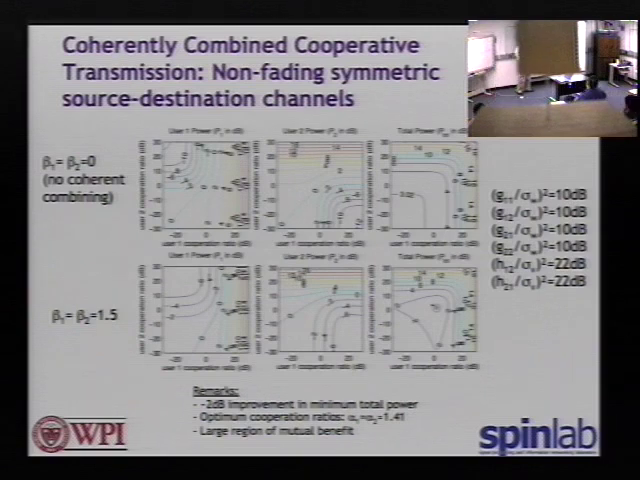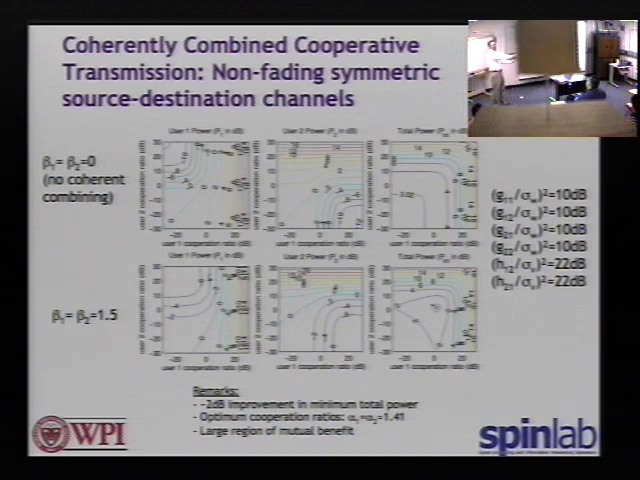This is back to the symmetric case with fixed channels. Remember, we didn't get any gain in the symmetric case with fixed channels when we did the orthogonal cooperation, right? So this would be like orthogonal cooperation. When I go to coherent combining, if I pick both betas at 1.5, I actually can get it down to 1 dB, which is a little over 2 dB gain in the overall system.